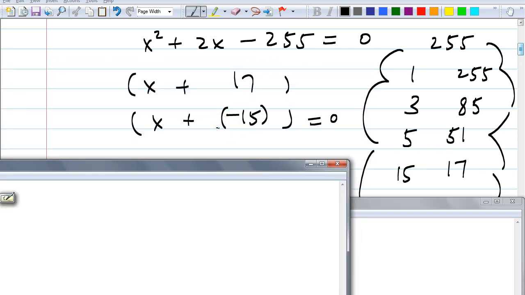And one of them has to be negative. So you have to have negative 15 here, don't you? So that you get positive 2x in the middle. Correct?